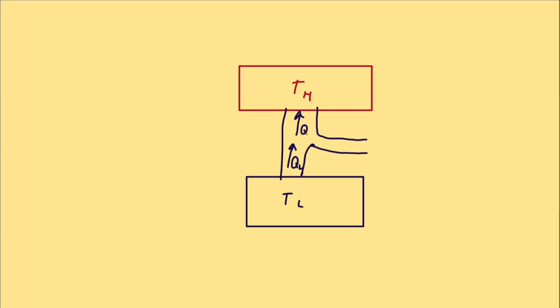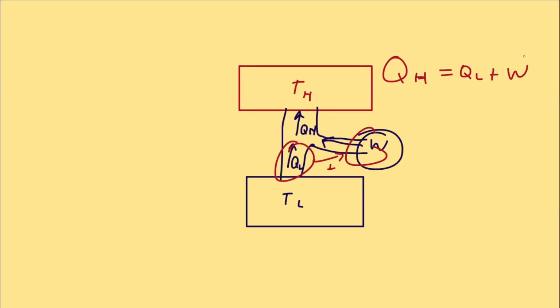The flow of the hot is the combination of this flow of cold and the flow of our work. And this work input is usually something like an electric motor that compresses gas. And of course, the energy conservation equation for this is flow of the hot equals this plus this. So QL plus W.